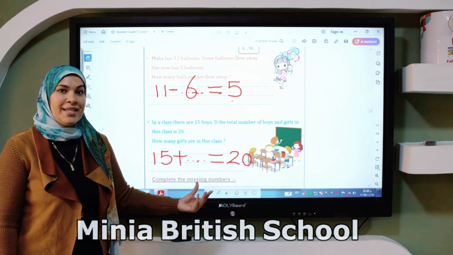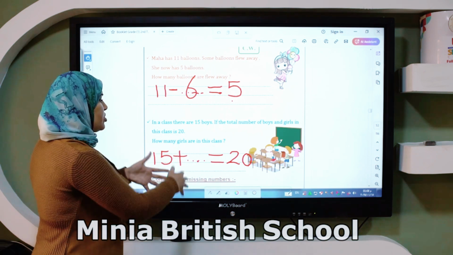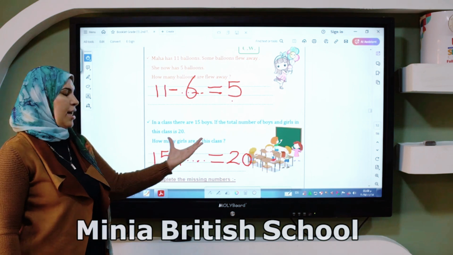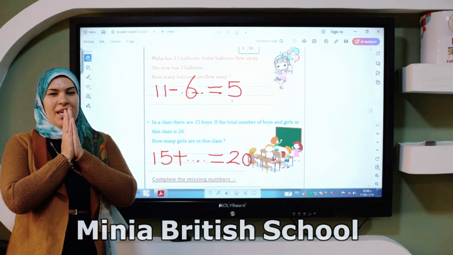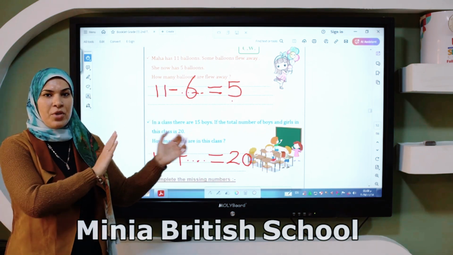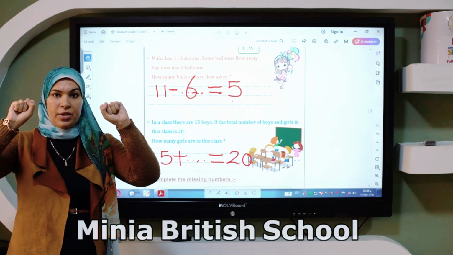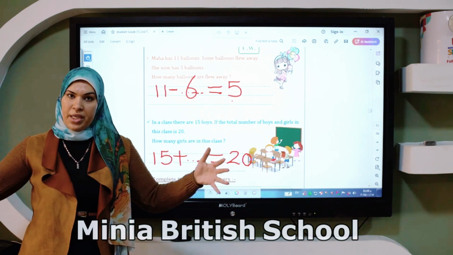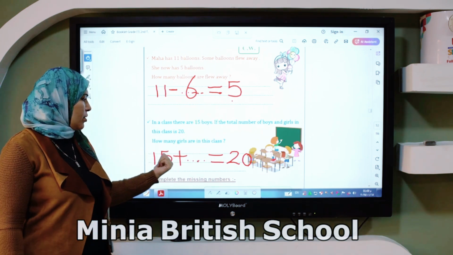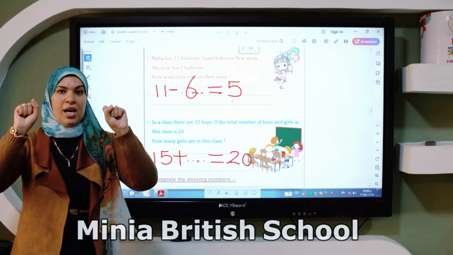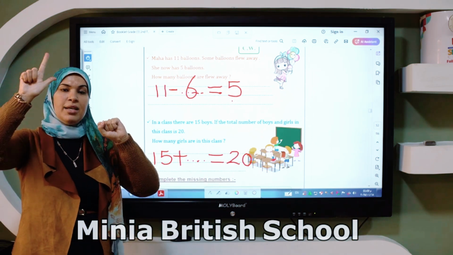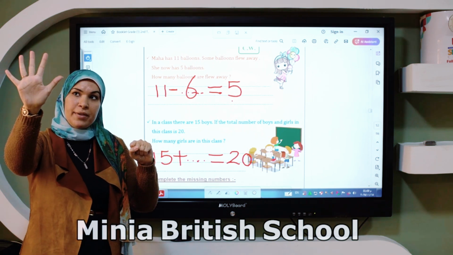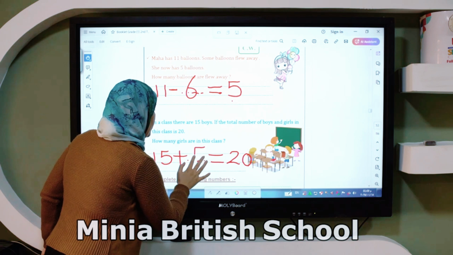We said before, it's a missing number. If you have a question and you have an answer, it's called a missing number. In the missing number, we make subtraction. So close your fingers and count after the smaller to reach the bigger. Here you count after 15 to reach number 20. After 15: 16, 17, 18, 19, 20. How many fingers? 5. So here I write number 5.